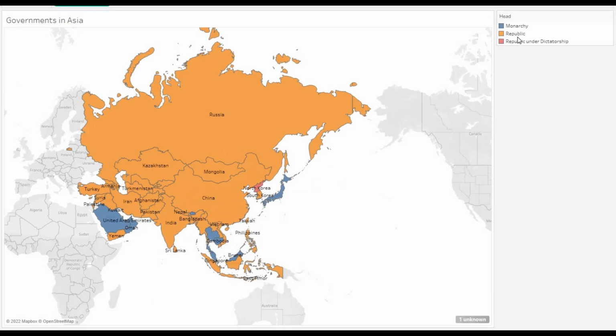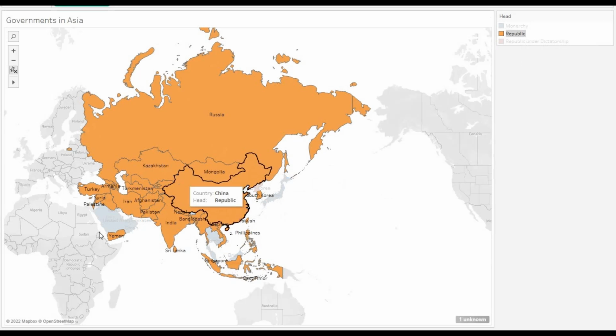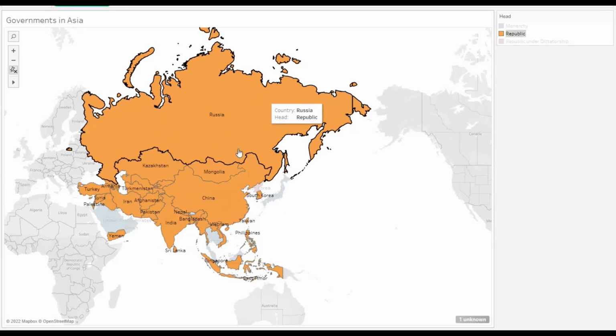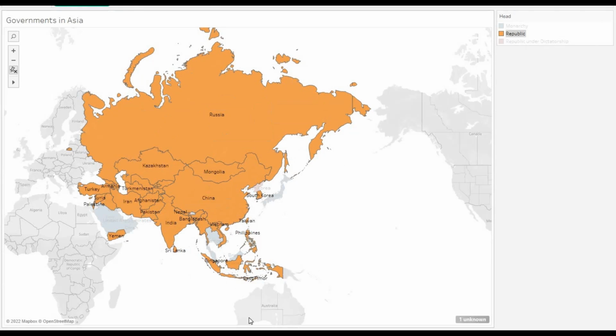Next, just before we go ahead, we'll see all the republic countries. So the majority of the countries in North Asia or Central Asia as well as South Asia have a republic form of government, that is, the head is selected by the people of the country.